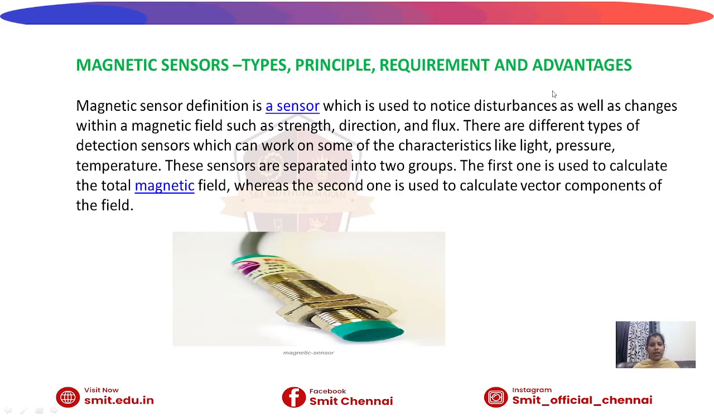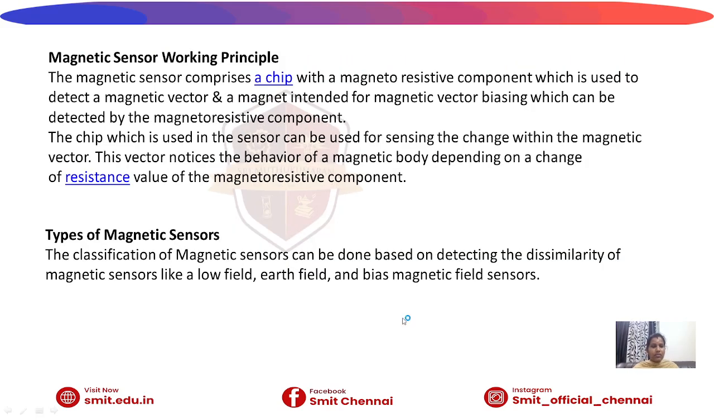These sensors are separated into two groups. The first is used to calculate the total magnetic field, and the second is used to calculate the vector components of a field. This is the diagram of a magnetic sensor. It looks like this. Next is the principle of a magnetic sensor.